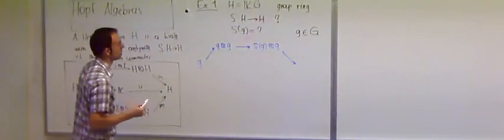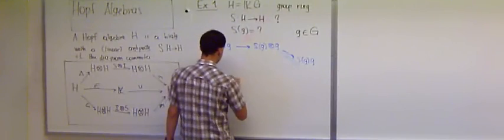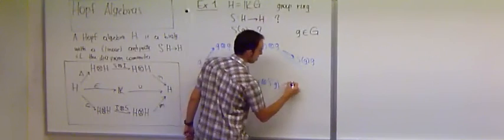And then that takes me to S of G times G. It's important that I keep track of the order because this is not necessarily commutative. If I go down this way, I get basically the same thing but backwards. So G tensor G, then this goes to G tensor the antipode of G, and then this goes to G times S of G.